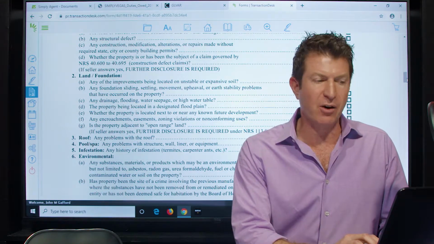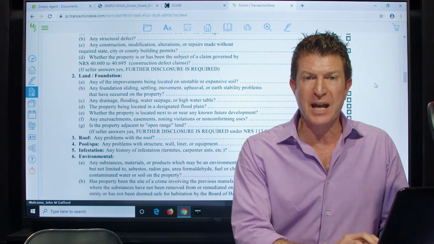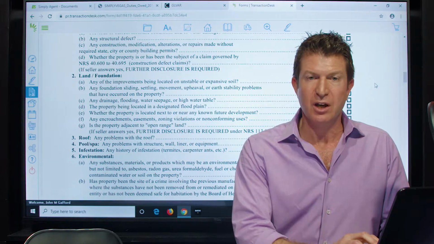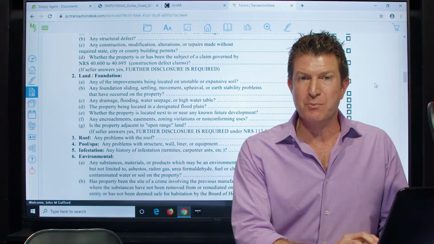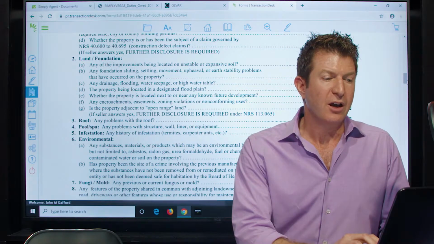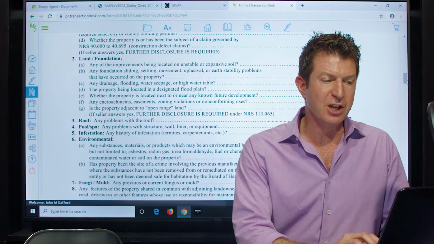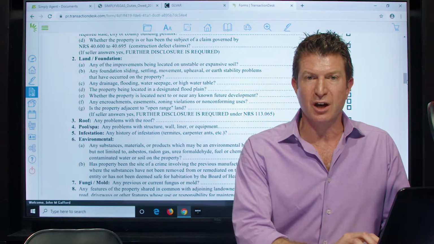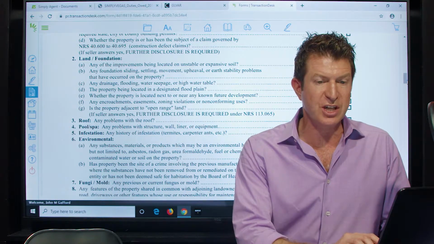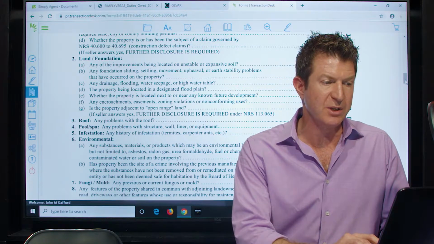Next line is talking about land and foundation. Any of the improvements located on unstable or expansive soil. We don't have a lot of earth stability problems in town, but your seller needs to indicate if ever there's been a large settlement issue at the house, whether it's been repaired or not. Any foundation sliding, settlement movement, upheaval, or earth stability problems is a very similar question. Again, if there's problems, typically in somewhere like California where you have landslides, etc., not seen often here, but if the property's had that kind of issue, obviously it needs to be disclosed.